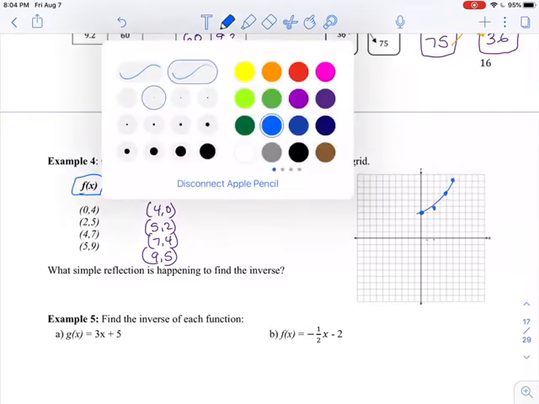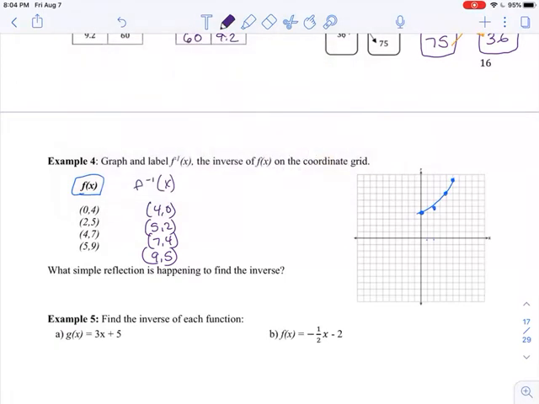And then I will keep the inverse in purple. So my points are (4, 0), (5, 2), (7, 4), and (9, 5). Okay, and there's my inverse.